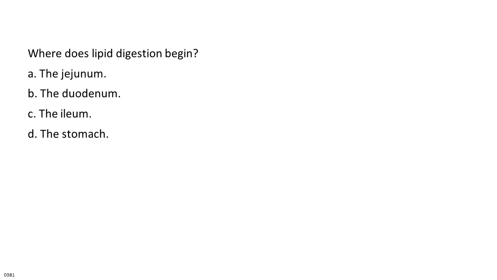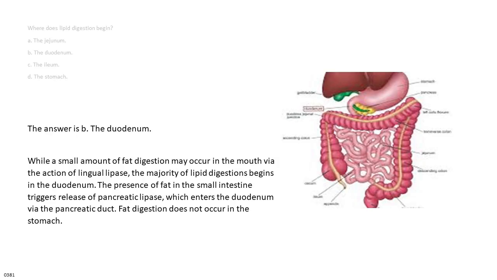Where does lipid digestion begin? A. The jejunum. B. The duodenum. C. The ileum. D. The stomach. The answer is B. The duodenum.